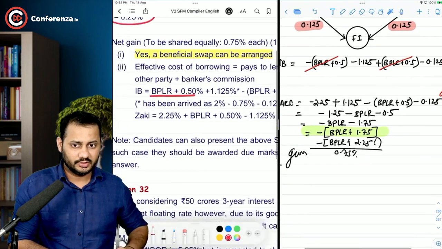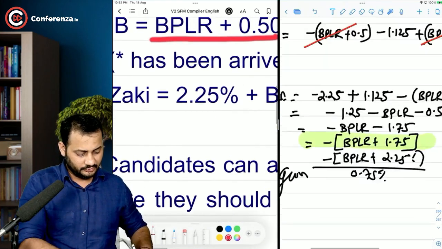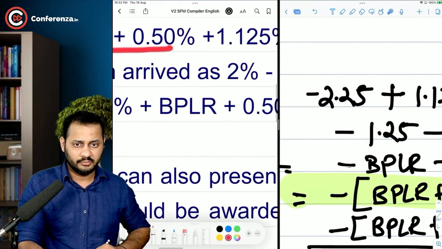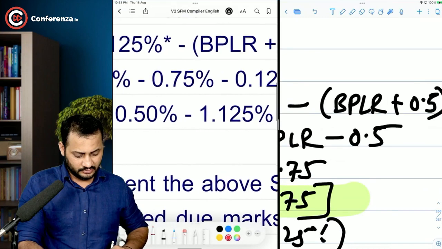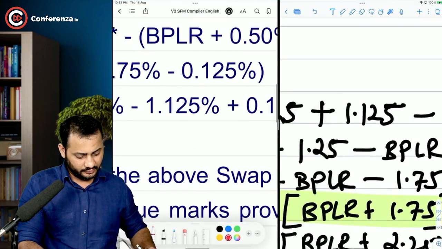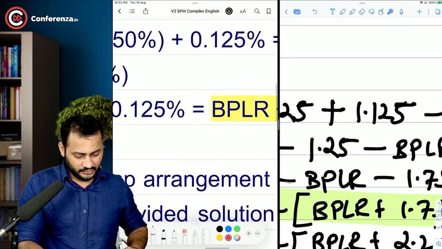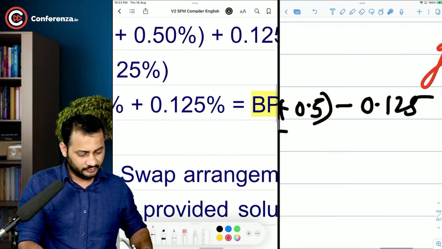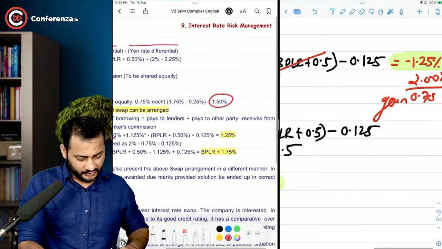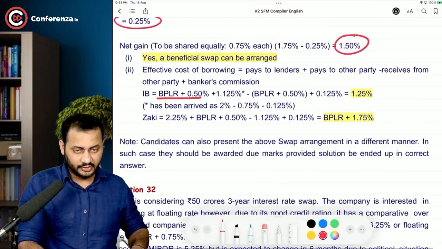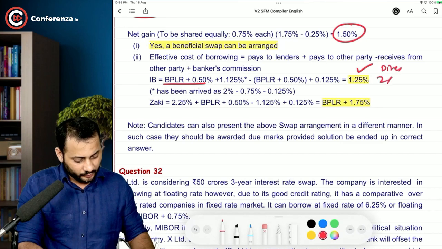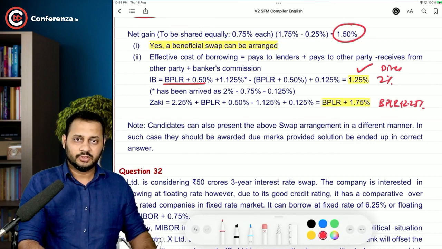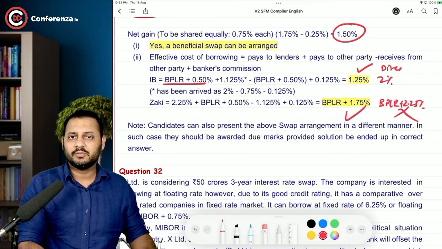In this case also you will see, 2.25, 2.25, then BPLR plus 0.5, this is BPLR plus 0.5, then 1.125, this is 1.125, then lastly 0.125, this is 0.125. So everything is according to the institute. Also, please make sure this is 1.25. The direct rate would have been 2% in this case, and BPLR plus 2.25 in this case. So swap is always beneficial than the direct market rate.